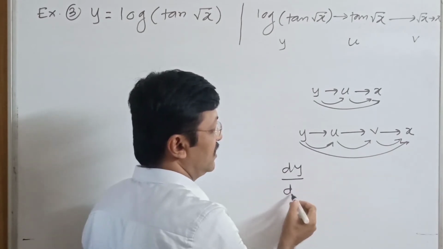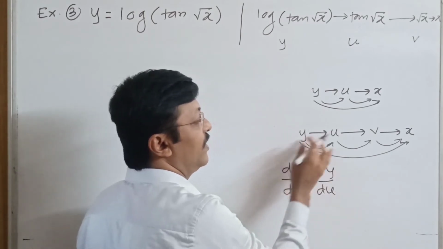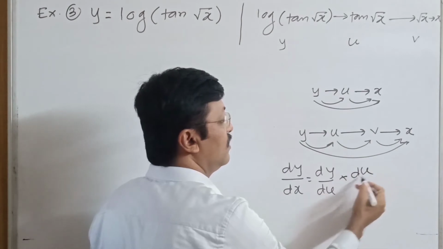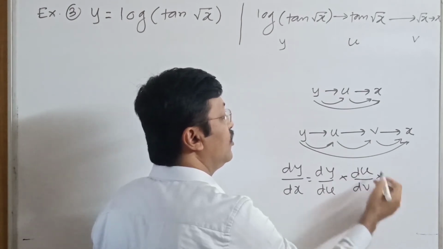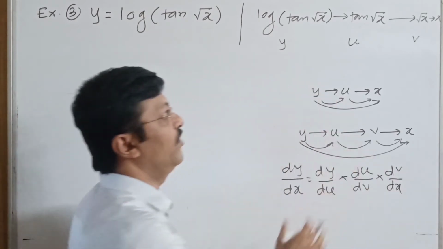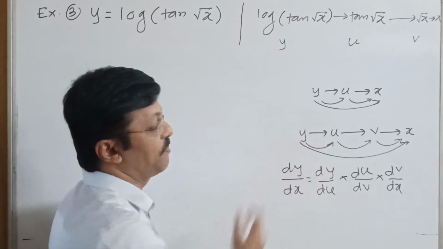dy by dx is equal to dy by du into du by dv into dv by dx. So this is that example where you require to extend the chain rule to 3 steps.